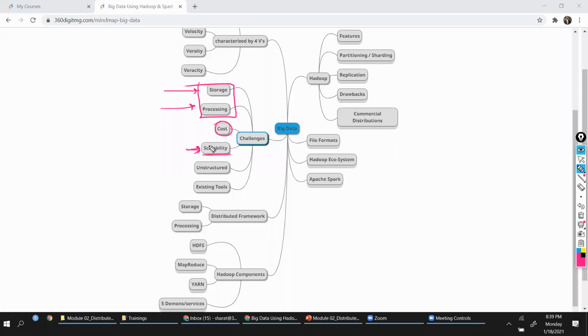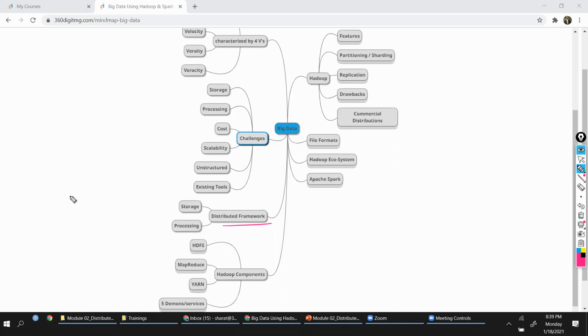Then, in order to handle this complex data, we have challenges with respect to unstructured data, because the traditional tools and techniques do not allow us to handle unstructured data. They're not designed to do that, right? So the limitations of the existing tools are what we need to understand here. Now, to come up with a solution for these challenges, organizations have come up with the distributed framework concept.